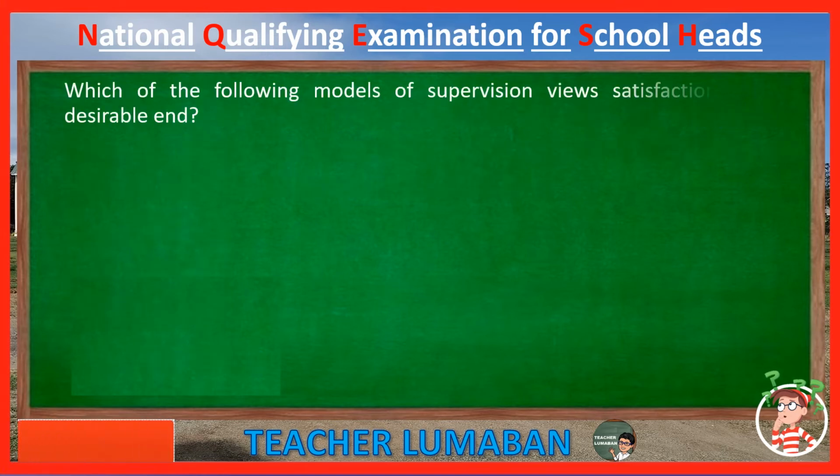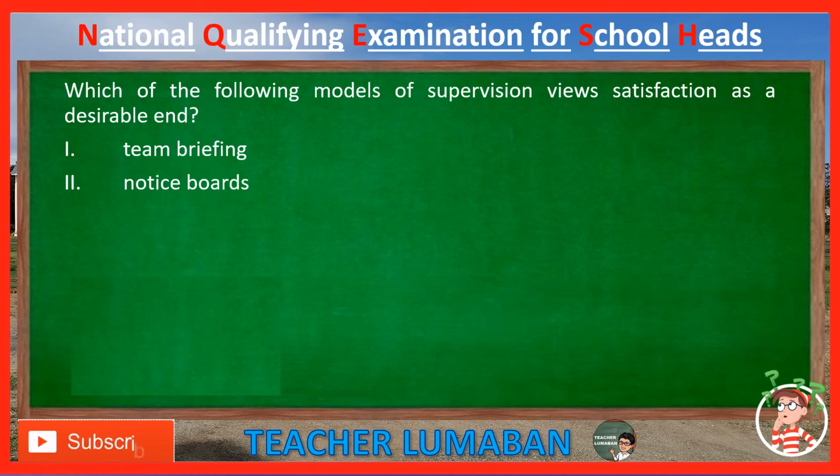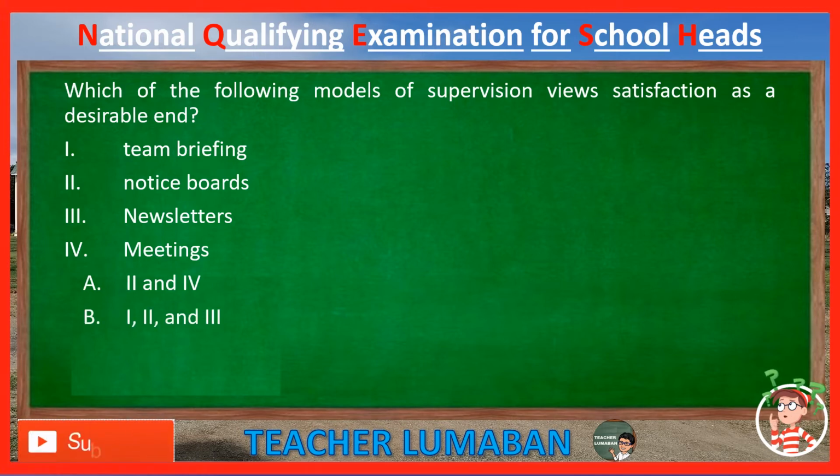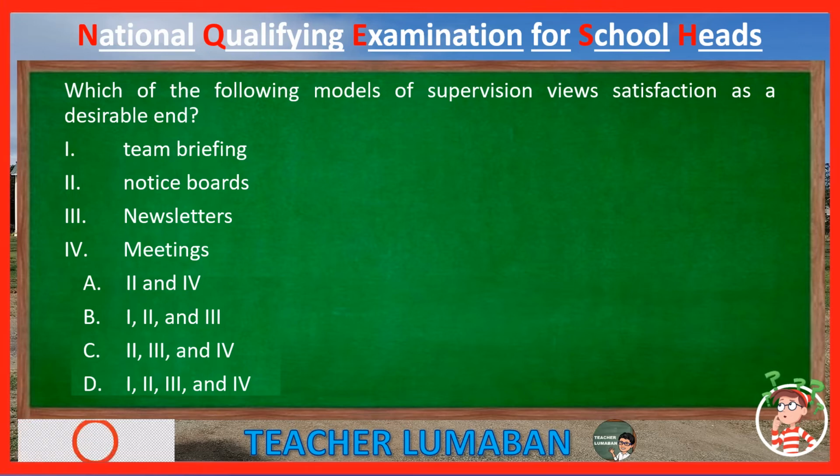Which of the following models of supervision views satisfaction as a desirable end? Roman numeral 1, team briefing. Roman numeral 2, notice boards. Roman numeral 3, newsletters. Roman numeral 4, meetings. Letter A, Roman numerals 2 and 4. Letter B, Roman numerals 1, 2, and 3. Letter C, Roman numerals 2, 3, and 4. Letter D, Roman numerals 1, 2, 3, and 4.